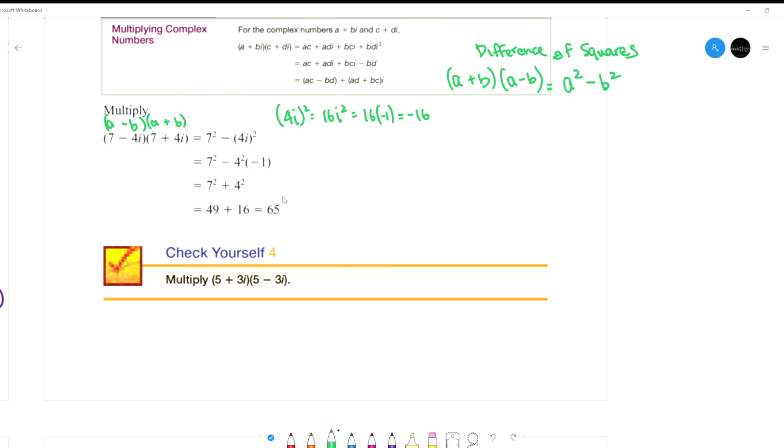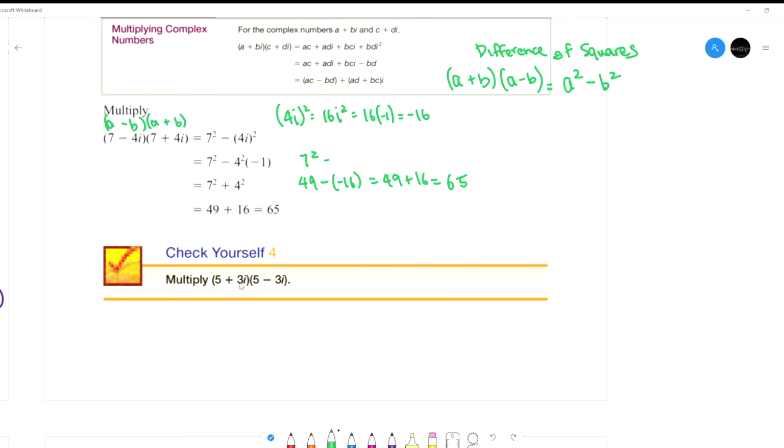Does that make sense? All right, so since this is minus, this is 7 squared minus negative 16. So this is 49 minus negative 16. That's the same thing as 49 plus 16, which is 65. Okay?